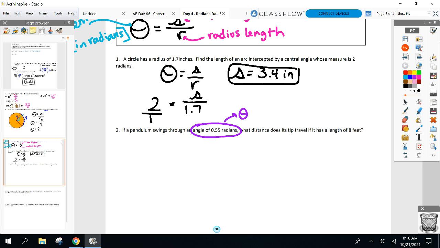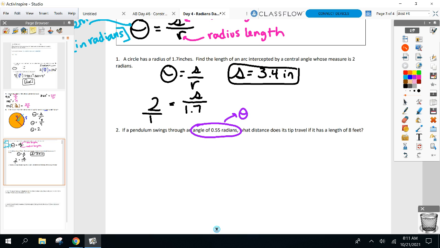What distance does the tip travel? It has a length of 8 feet. See, this is where it gets confusing now. The pendulum has a length of 8 feet. So would that be my arc length or my radius? As you see the pendulum going back and forth, back and forth, would the 8 feet, the length of the pendulum, be my radius or my arc length? Radius.